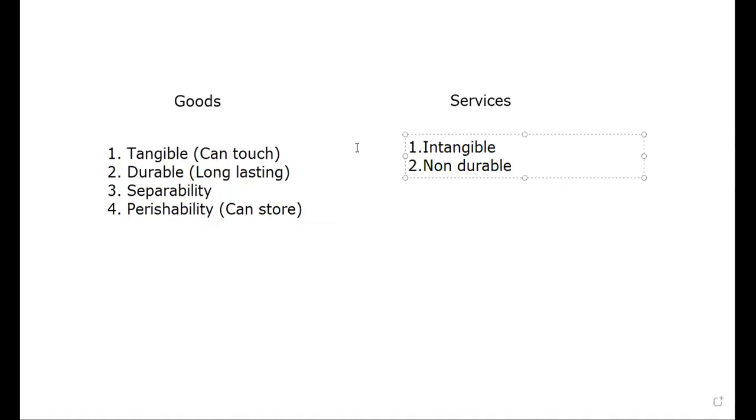But on the other hand, in contrast, services are intangible. Intangible means you can't touch. The opposite of tangible is intangible. Number two, durability is there for goods, but services are, we can say, non-durable. Non-durable means it's not long lasting, it's short term, like services.